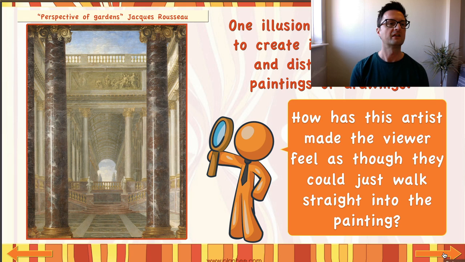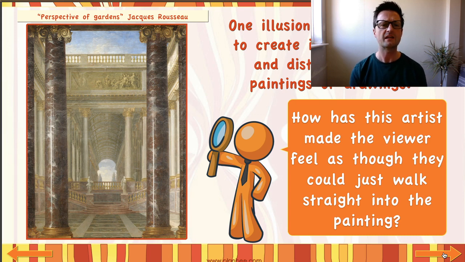So this is a painting called Perspective of Gardens by Caruso. One illusion artists try to create is that of depth and distance in their paintings or drawings. So that is what we're talking about with perspective in this case. Perspective, creating a sense of depth or distance.